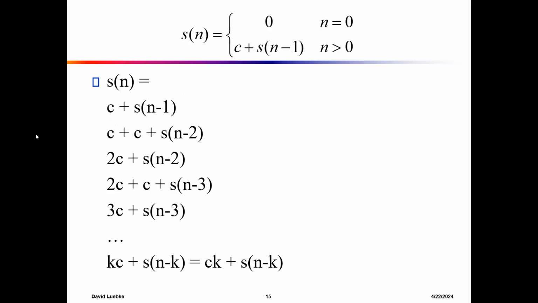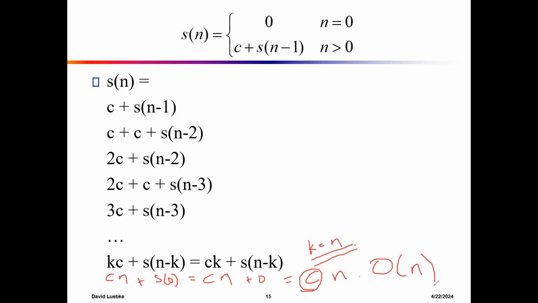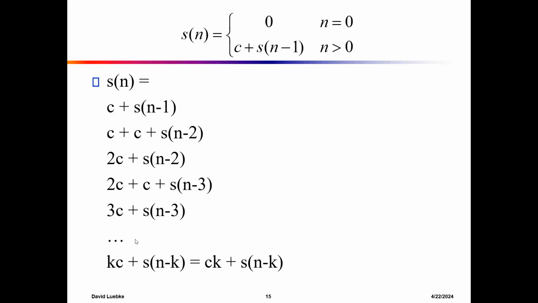When will we stop? We will stop when K is equal to n. So when K is equal to n, what happens? You'll get n times C, but we write it in alphabetical order, so it'll be C of n plus S of 0, which is equal to Cn plus 0, which is equal to C of n. And we ignore the constant, so the operation will be of the order of n.